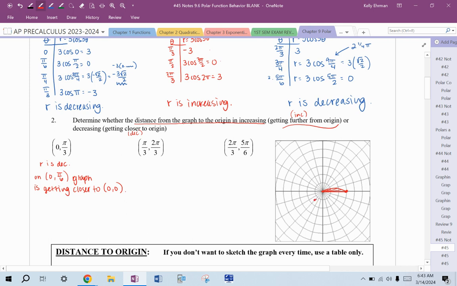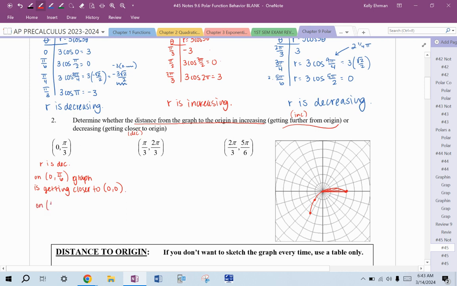Something right here-ish. And then when we get to pi over 3, we go 1 to -3. So here's the next section. What's happening to R there is what's happening to the graph there, because R is still decreasing, but the graph is getting further away from the origin there.